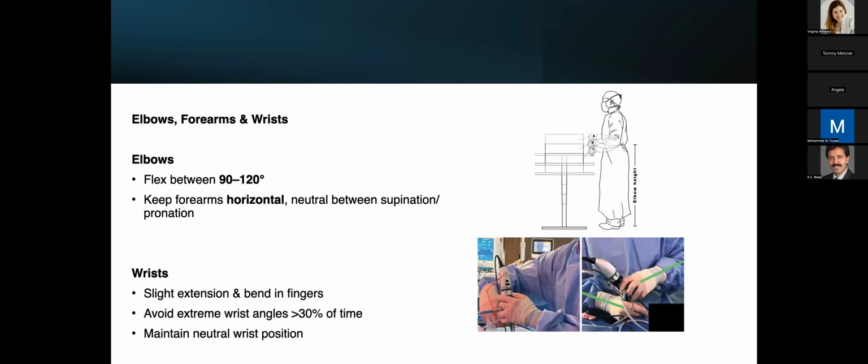Again, elbows, forearms, and wrists. You want your elbows flexed between 90 and 120 degrees, and keep your forearms horizontal at a neutral position between supination and pronation. For your wrists, you want a slight extension and bent fingers. You want to avoid extreme wrist angles more than 30% of the time. And like we said, when we're using the cystoscope, try to maintain a neutral wrist position as much as possible.